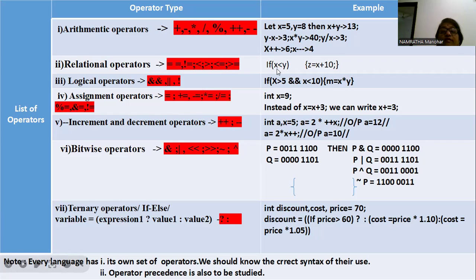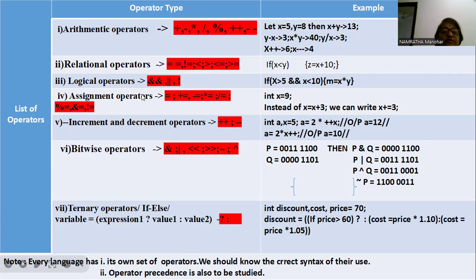That is, if x is less than y, then z is equal to x plus 10. So this is the relational operator; as we have seen, this is the decision making operator. Next, logical operators: and, or, not. So if x is greater than 5 and x is less than 10, that is, if x is between 5 and 10, that is, if x is 6, 7, 8 or 9, then we are saying m is equal to x into y.